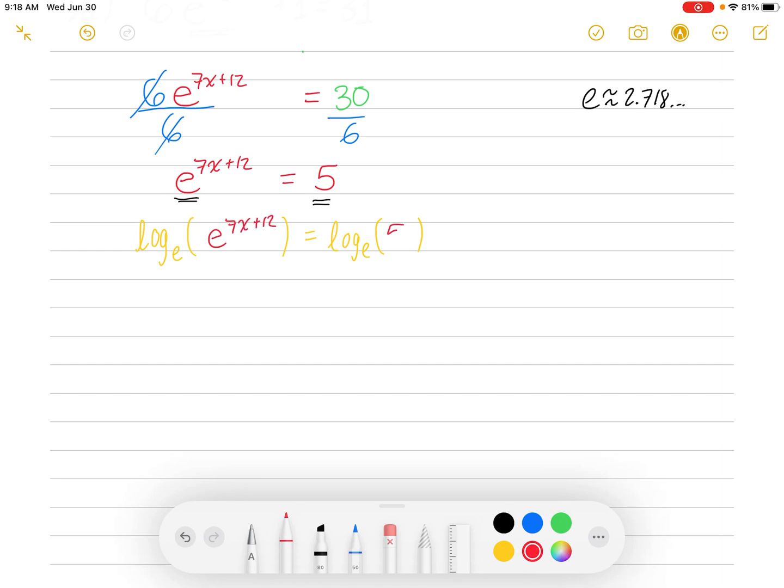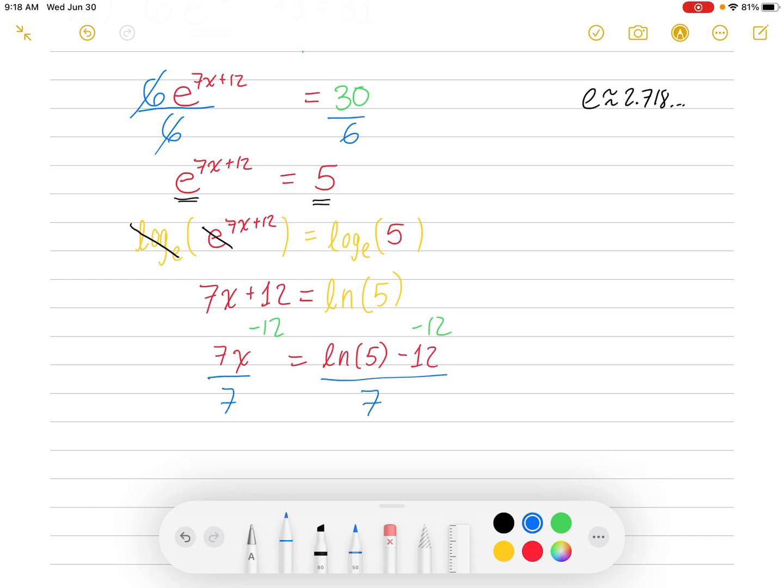So rather than trying to find a common base like we do sometimes, we're going to take the log base e of both sides. So we'll have the log base e of e to the 7x plus 12 on the left, and on the right, the log base e of 5. So log base e cancels with exponential base e on the left, and we get 7x plus 12 equals. Now remember, another name for log base e is the natural log. I'm going to write it as ln of 5. ln of 5, natural log of 5, is the same as log base e.